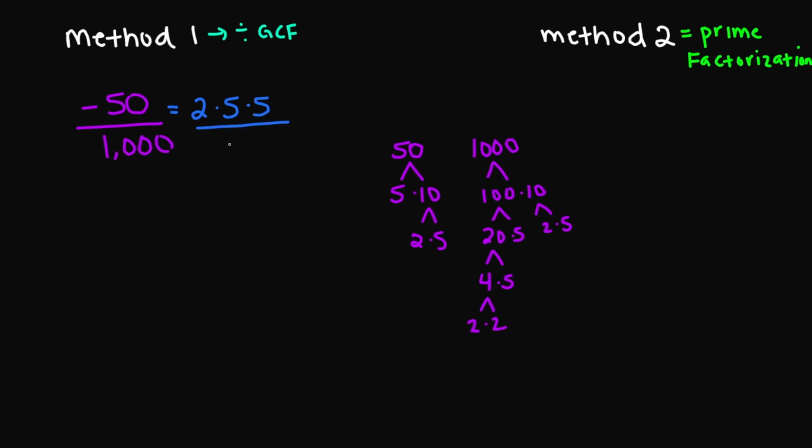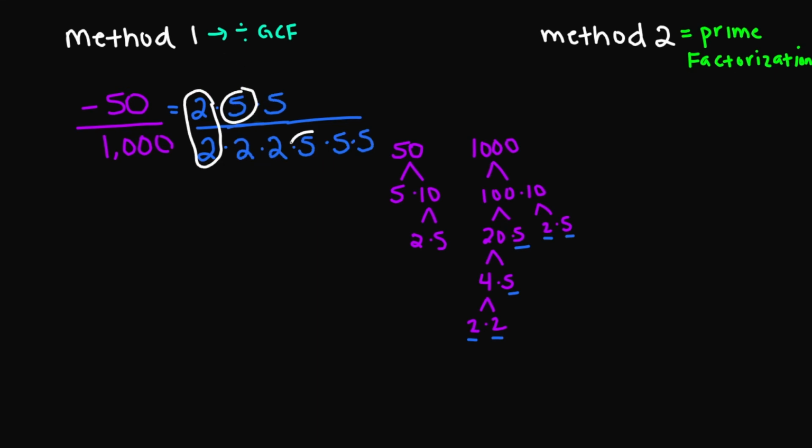And then for my 1,000, we have 1, 2, 3 2's. So 1, 2, 3, and then the rest are 5. So 1, 2, 3, 3 5's as well. All right, so the common shared factor between 50 and 1,000, we have a 2 here. We also have a matching pair right here for my 5's, and we have another pair of 5 here.